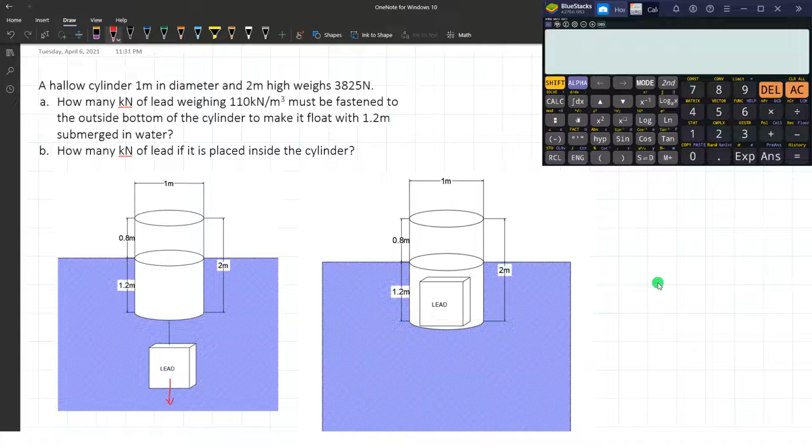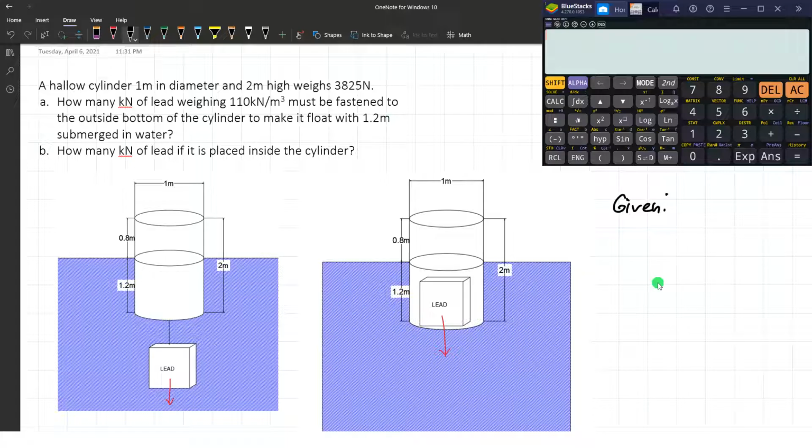Okay, so for letter B, how many kilonewtons of lead if it is placed inside the cylinder? So if we place the lead inside the cylinder, and in order for it to float at 1.2 meters submerged in water, what must be the weight of lead to be placed inside the cylinder? Okay, so solve this. What are the given first?